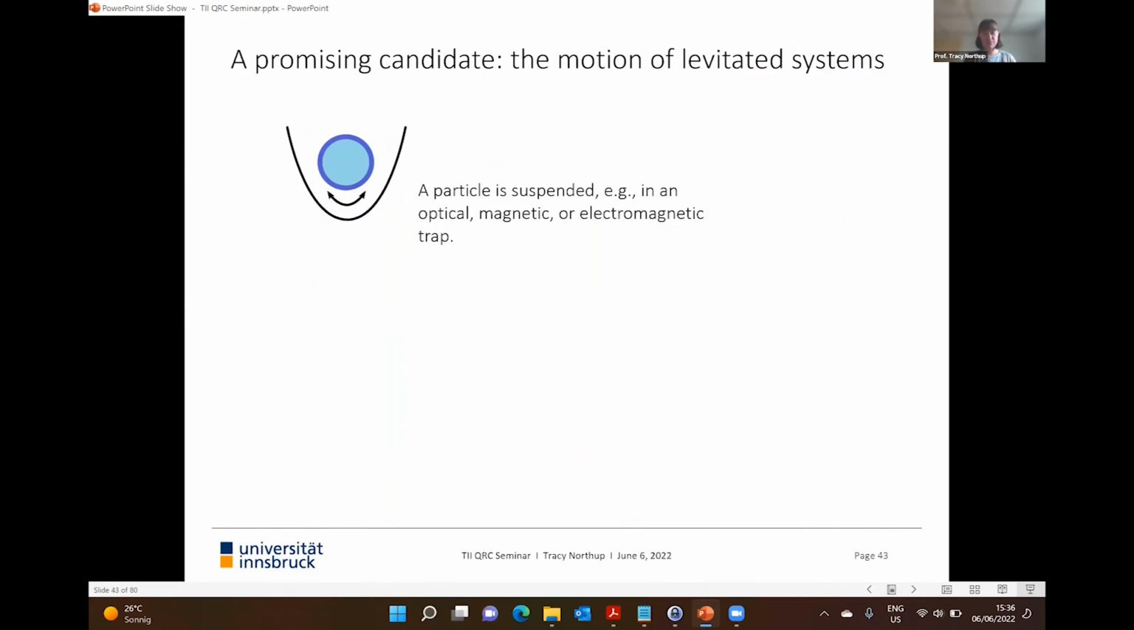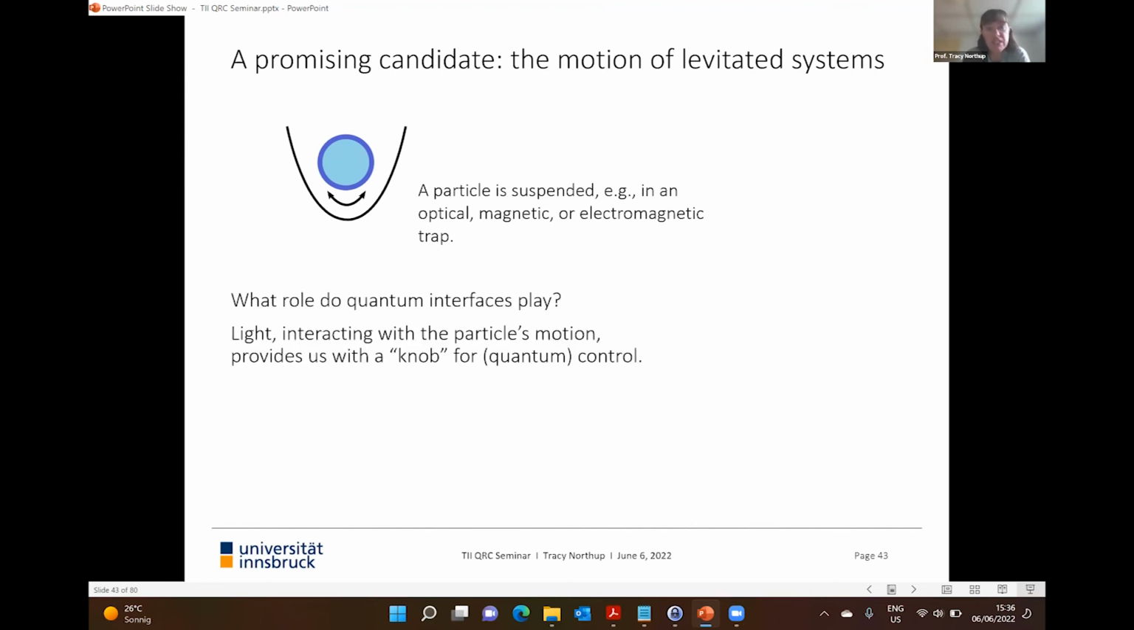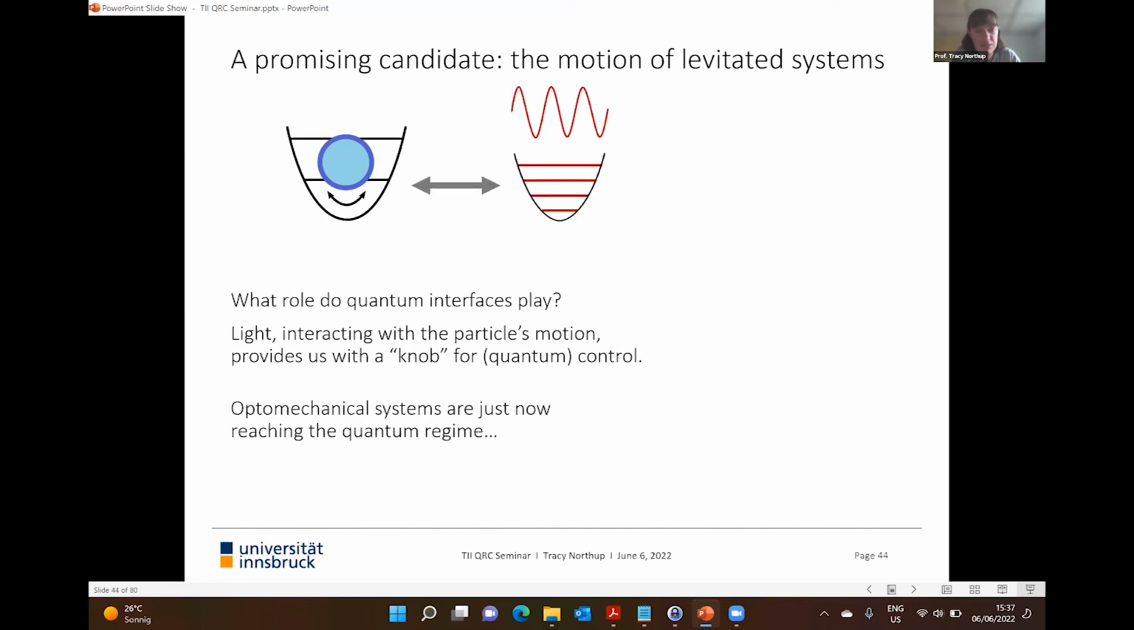Yeah, so just to tell you briefly about this other line of work that we're doing, also with ion traps and cavities, we're interested in looking at the motion of levitated systems, where we suspend a particle in, could be many different kinds of traps, and we're using electromagnetic traps here. What's the role of quantum interfaces when we focus on the motion of particles and think about making it quantum mechanical? The idea is that light can allow us to have quantum control of these systems in the future. What's exciting about these systems right now is that they're just now reaching the quantum regime.